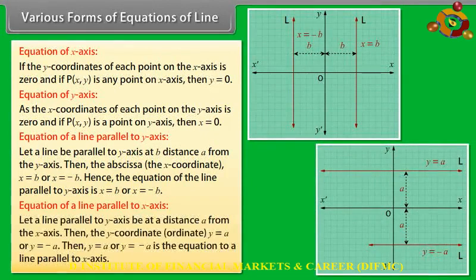Equation of a line parallel to x-axis. Let a line parallel to the x-axis be at a distance a from the x-axis. Then the y-coordinate, ordinate, y is equal to a or y is equal to minus a. Then y is equal to a or y is equal to minus a is the equation of a line parallel to the x-axis.